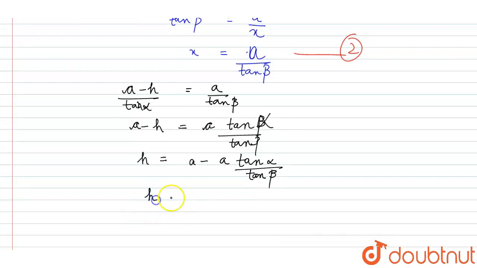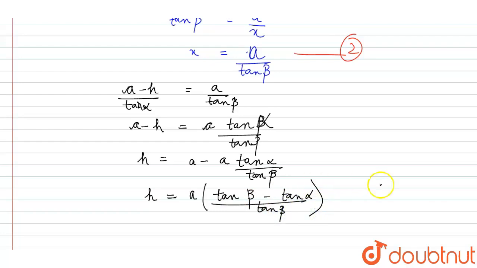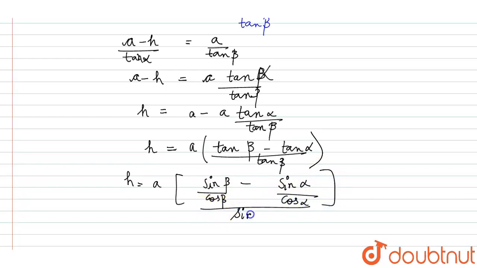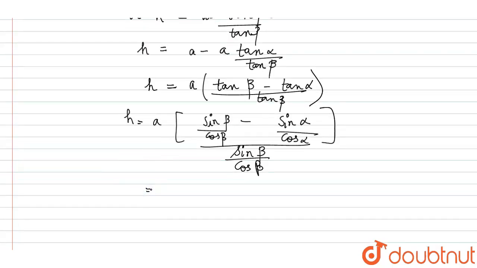Now h will be equal to, we will take a as common, so it will become tan beta minus tan alpha upon tan beta. We already know that tan theta is sine theta upon cos theta. So we can write it as sine beta upon cos beta minus sine alpha upon cos alpha, upon sine beta upon cos beta. Now we will take the LCM, which will be cos alpha cos beta.